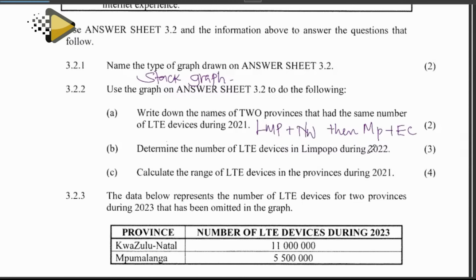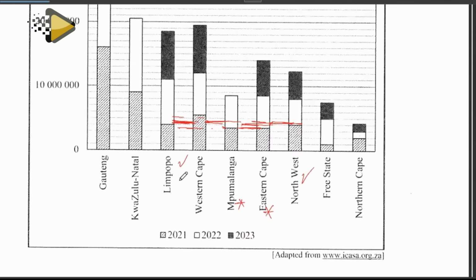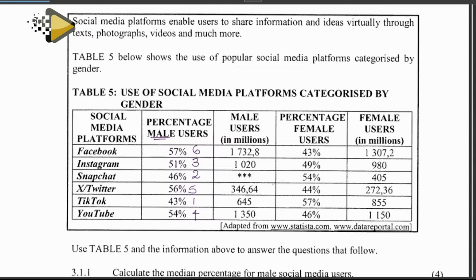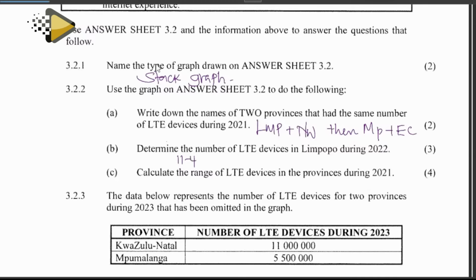Determine the number of LTE devices in Limpopo during 2022. You come here, Limpopo 2022, it's a spaced one here. It starts from here. It ends there. We find out how many lines do we have here? We have 1, 2, 3, 4, 5, 6, 7, 8, 9, 10. So each line is representing 1 million. Now, if this is 10, this is what? 11. It started from here. We say 1, 2, 3, 4, which is 4. So what is the difference there? It's 7. So the answer was supposed to be 11 minus 4, you get 7. Don't forget to put the word what? Million, if you don't want to write those values. But even someone who did this, they are right.